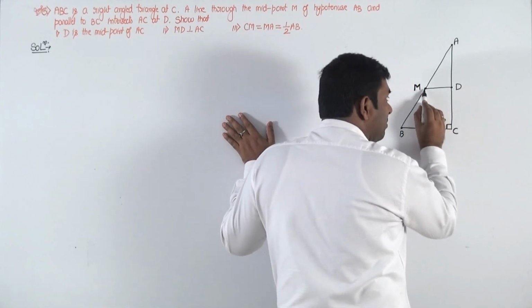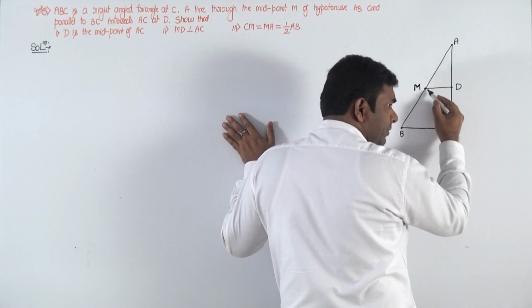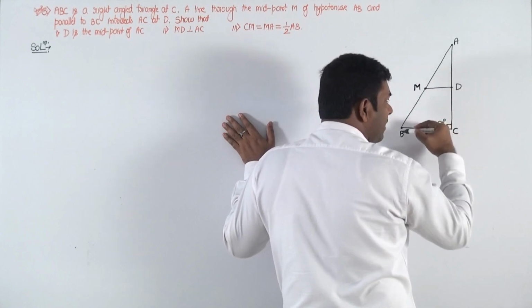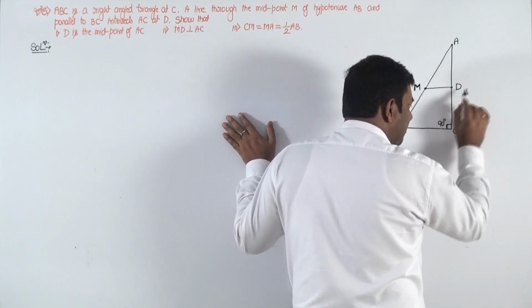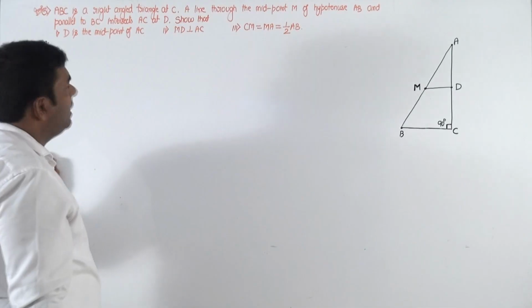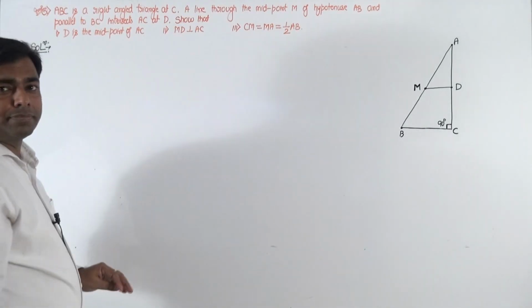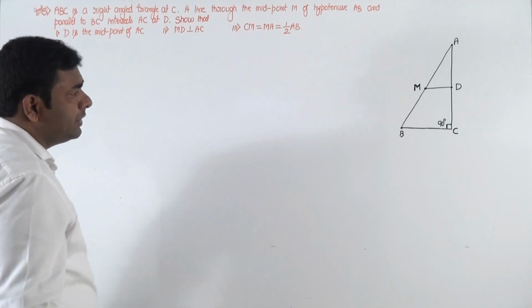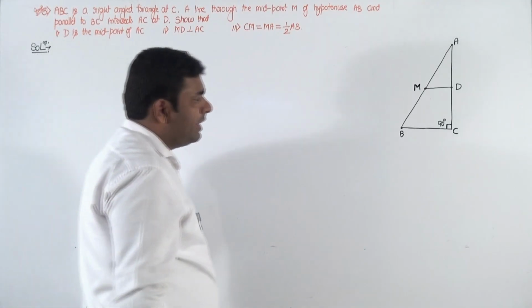A line through the point M, midpoint of AB. We have drawn a line MD parallel to BC, which meets AC at D. Show that. ये तीन bits prove करना है. Isn't it? Now the solution is, directly मैं यहाँ लिख दूंगा.